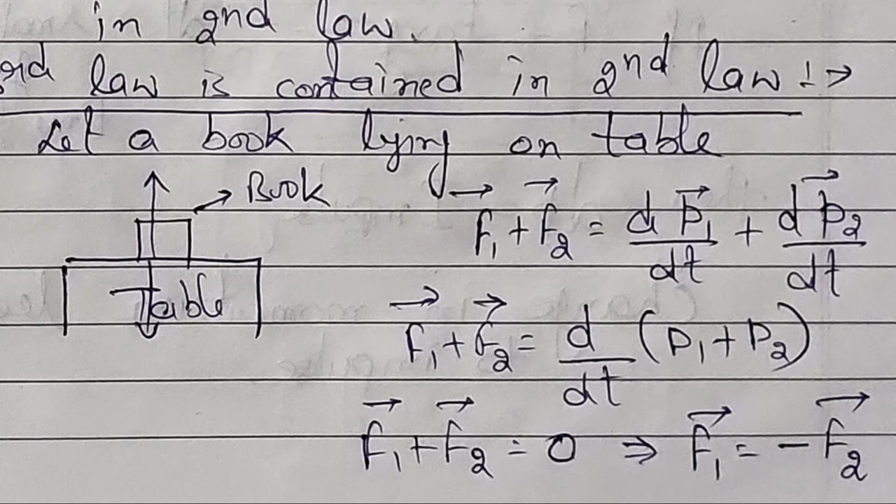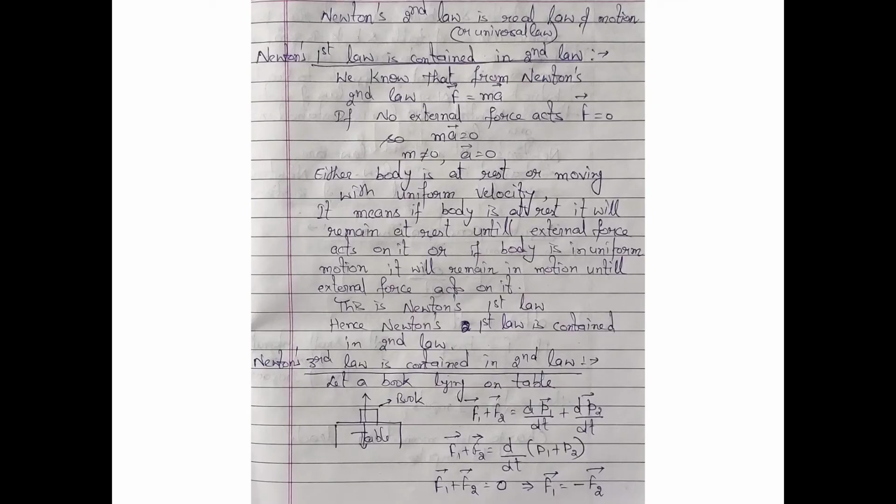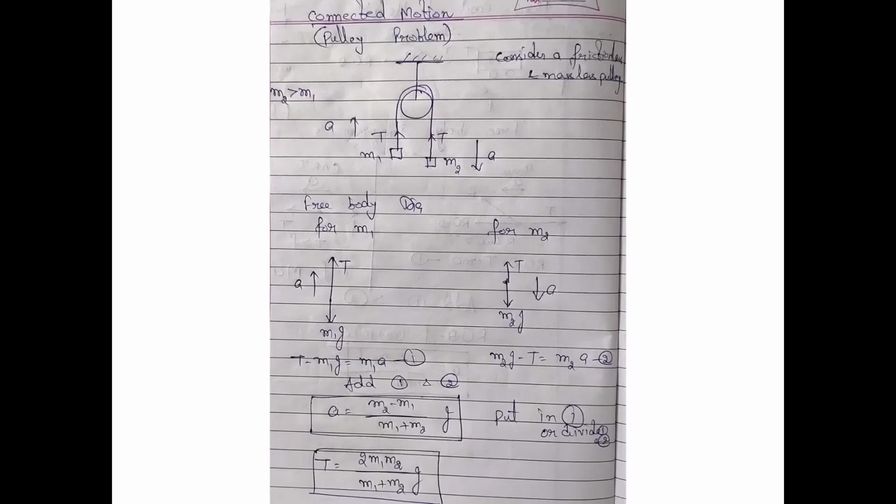So F1 will be equal to minus F2. This comes from the second law. F is equal to dp by dt: the rate of change of momentum is directly proportional to force, and that leads to the third law being contained in the second law. So from here it is clear that Newton's second law is universal.